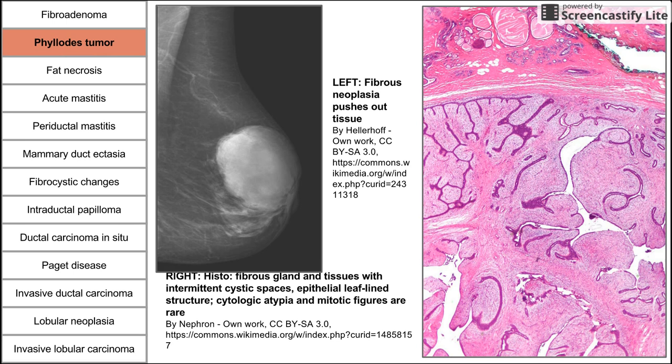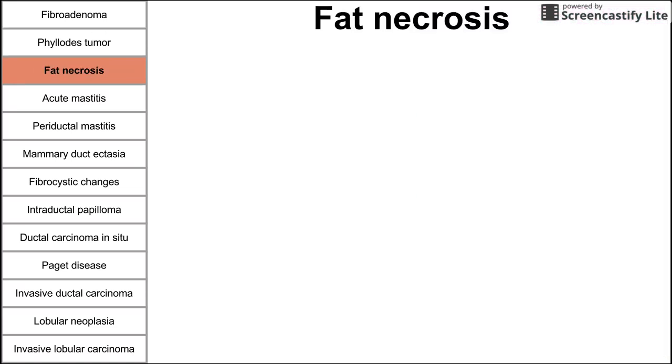So this is the leaf-like structures that you see on histology on the right there. You should not see cytologic atypia and mitotic figures, although it might be rare. You also see the fibrous neoplasia on mammogram pushing out through the tissue. Excuse me, that's a mammogram, not an ultrasound. You see the fibrous neoplasia pushing out on the tissue.